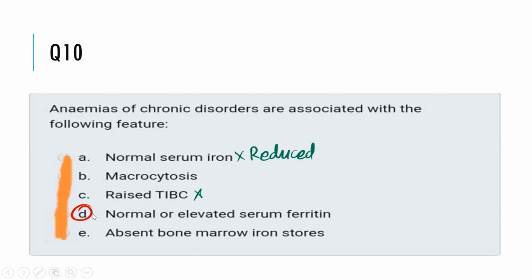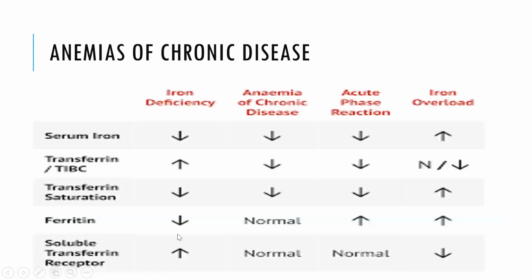That is the one that is true. So the serum ferritin will be normal or elevated. Absent bone marrow iron stores, I've said that the problem is not with the storage, it is with the utilization. So E is also wrong. So there's this table over here.